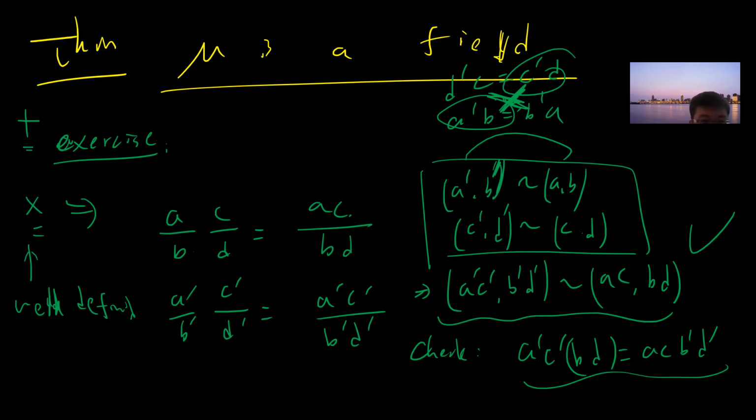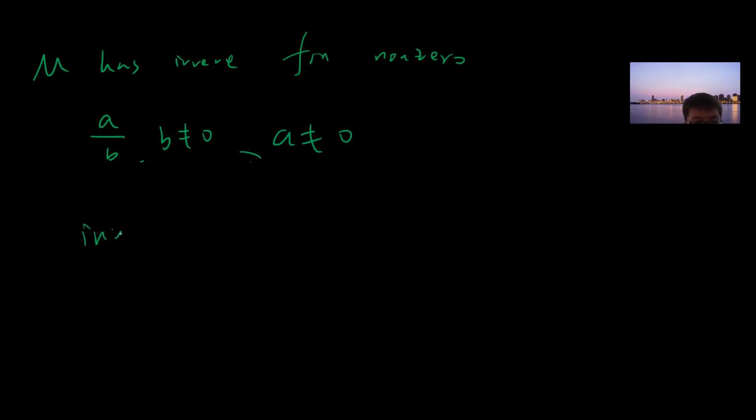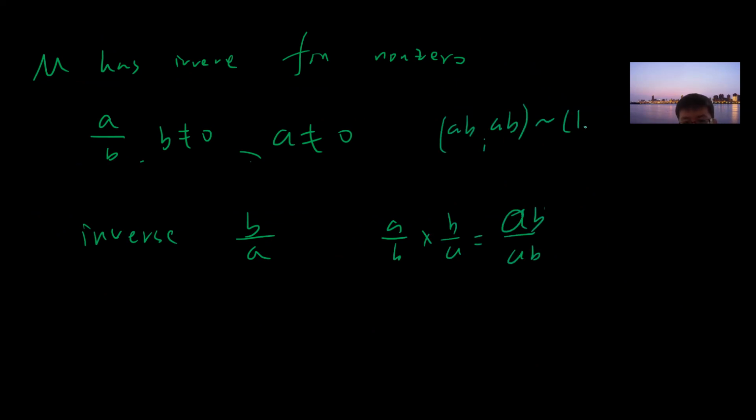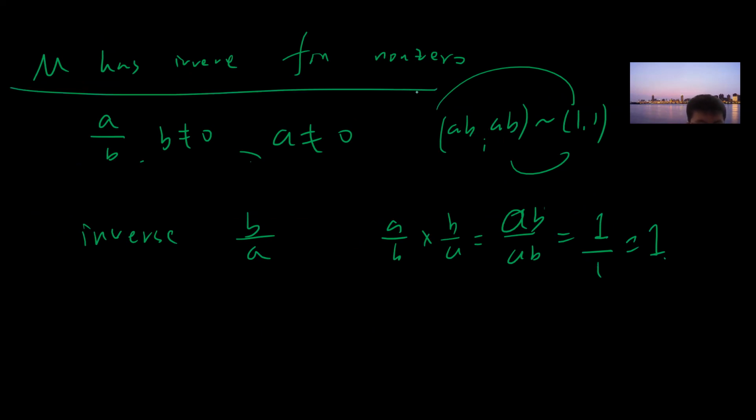Finally we need to check that every non-zero element of M has an inverse. Obviously A divided by B is non-zero, which means A is non-zero. So what is the inverse of A divided by B? The inverse should be B divided by A. Multiplying them, AB over AB is equivalent to 1 over 1, because AB equals AB. So this is 1 divided by 1, which is 1. So M is a field.